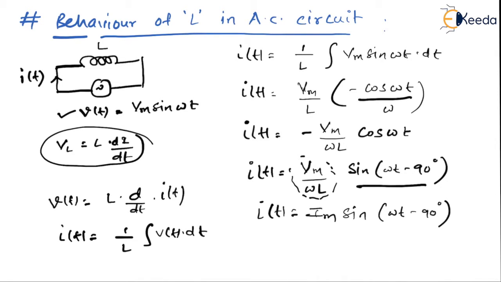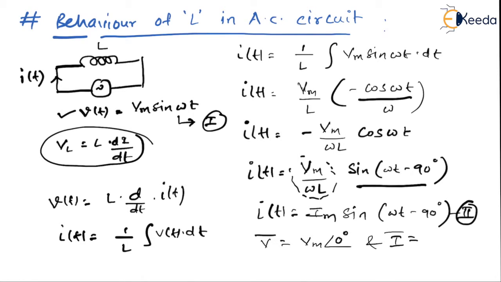Now, from V of t, which is nothing but this equation I am talking about, we can write V vector, which is Vm at an angle of 0 degree, and I can write I vector, from the second equation, as Im at an angle of minus 90 degree. So now we will see what happens when we actually use this V vector and I vector.